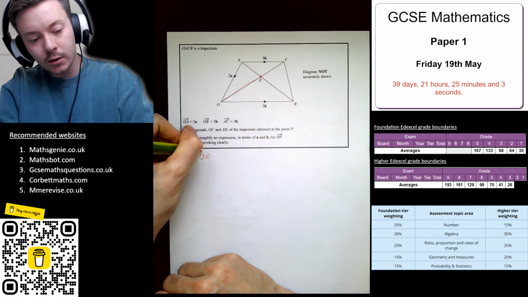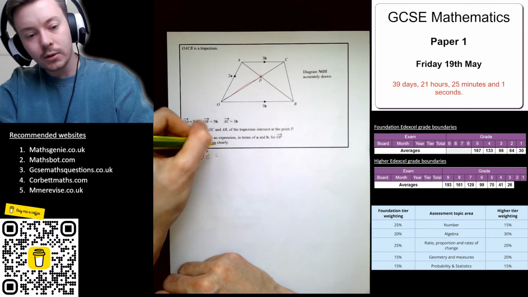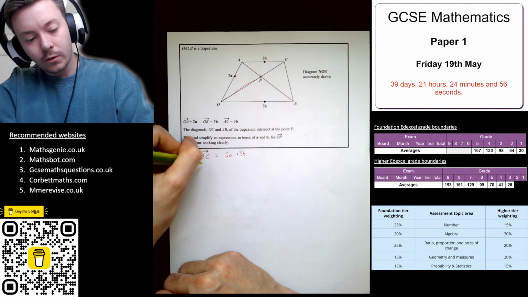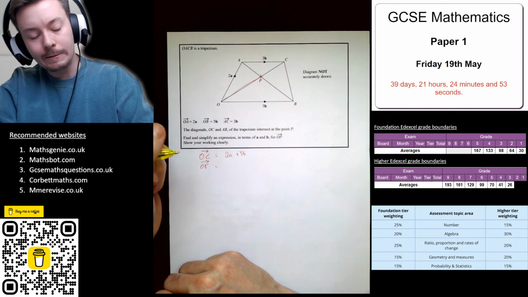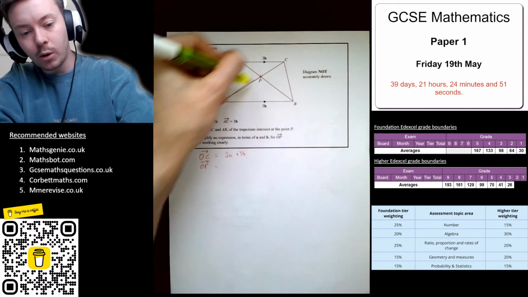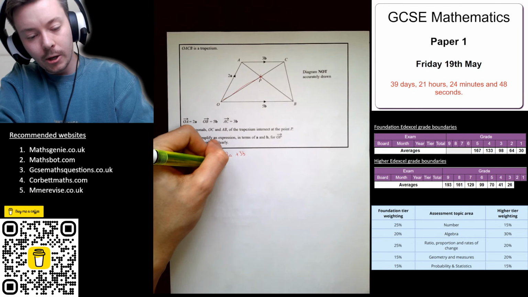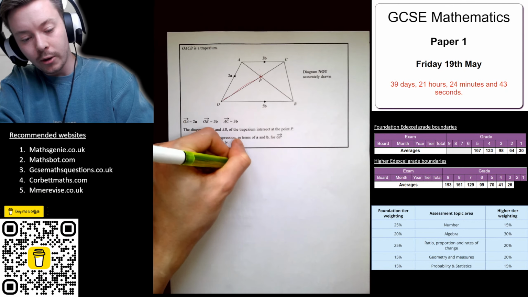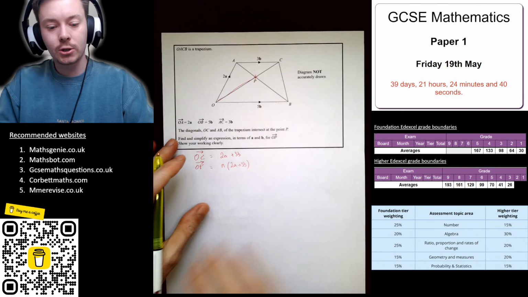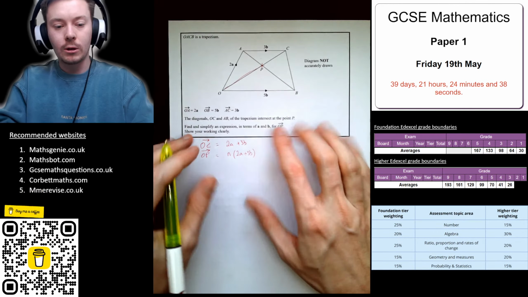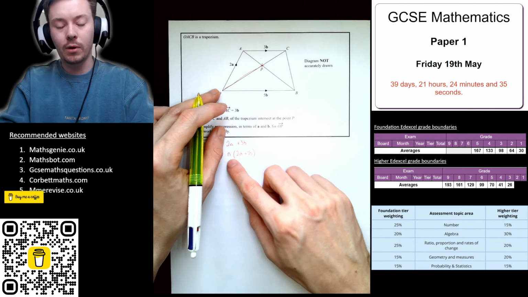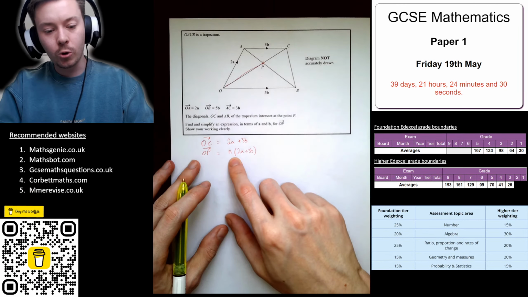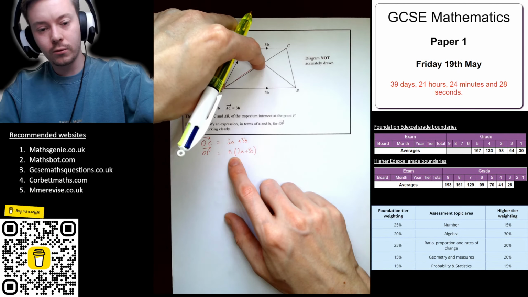So O to C is 2A plus 3B. Okay, so O to P must be some multiple of that, and you can use any letters you want. I'm going to go with N. So N lots of 2A plus 3B, where N has got to be less than 1, because if it's 1 it's the whole way, and if N is greater than 1, it's going to be further. Okay, so that's O to P in terms of some multiple of O to C.